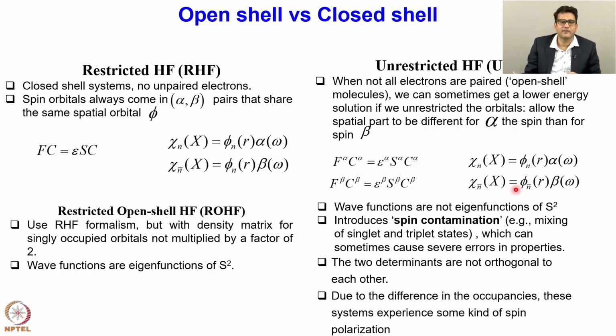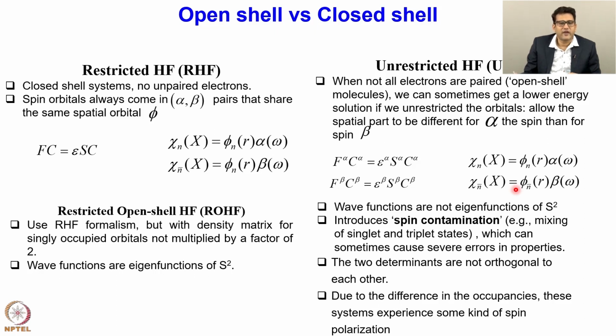Now, the third one is the restricted open shell Hartree-Fock. In this case, it uses a restricted formalism, but the density matrix for the singly occupied orbitals is not multiplied by the factor of 2, as was done in the restricted Hartree-Fock, where you just take the spatial part of alpha and multiply with 2 to get the spatial part of the beta also. And the wave functions in this case are eigenfunctions of the S-square.